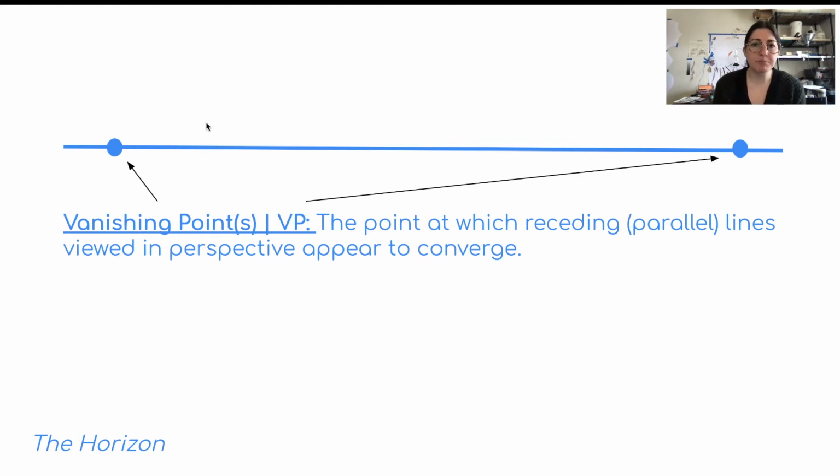Our second main point in linear perspective, and the second term that we're going to talk about, is vanishing points. Vanishing points can appear in 1 point, 2 point, 3 point, 4 point, and beyond. But essentially for 1 point and 2 point perspective, your vanishing point is going to appear on your horizon line. Essentially, a vanishing point is where, in a perspective, all of those lines are going to converge.